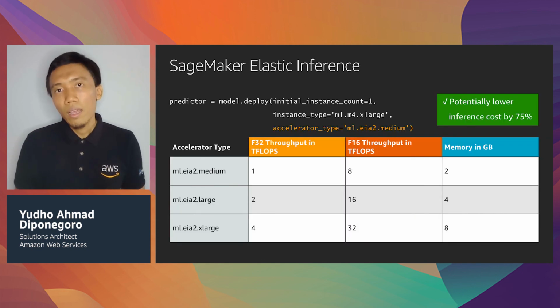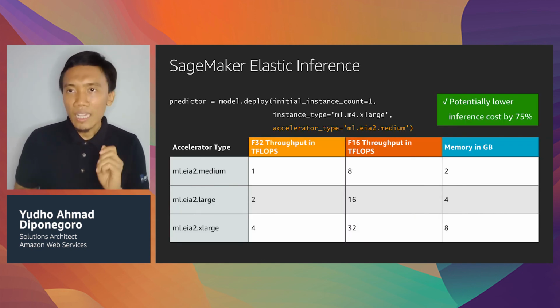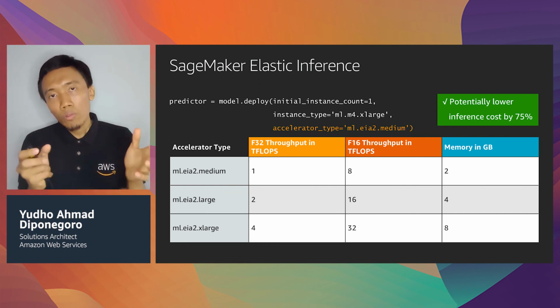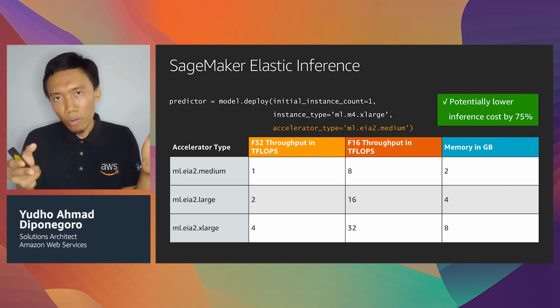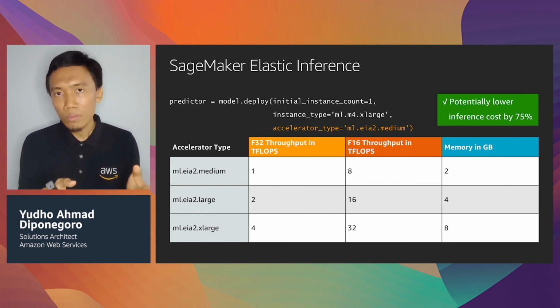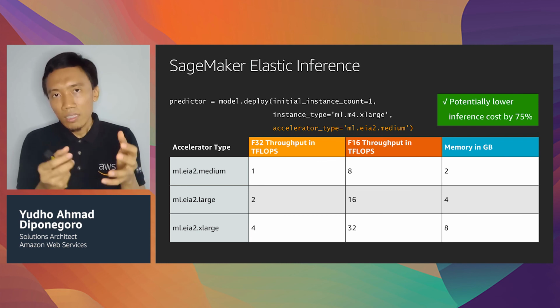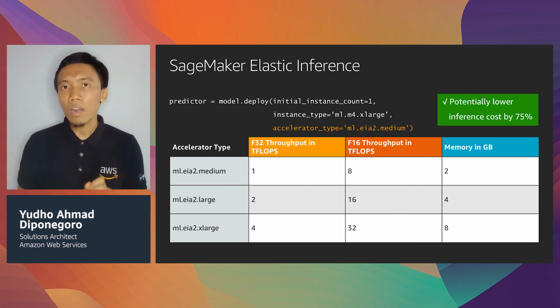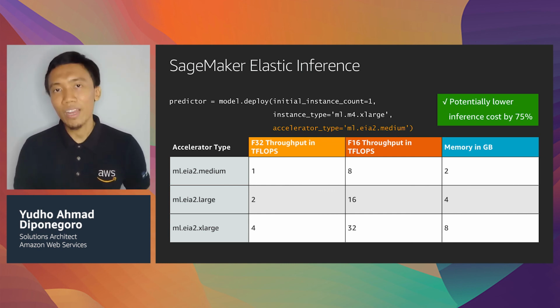What if I need even less, but I still need the GPU, but I need less CPU and RAM? The answer is to use SageMaker Elastic Inference, which allows you to use a normal EC2 instance size, probably a smaller EC2 instance size that normally doesn't have GPU, and then you attach GPU acceleration right into it so that you have GPU in that instance. And this can potentially lower our inference cost by up to 75%.